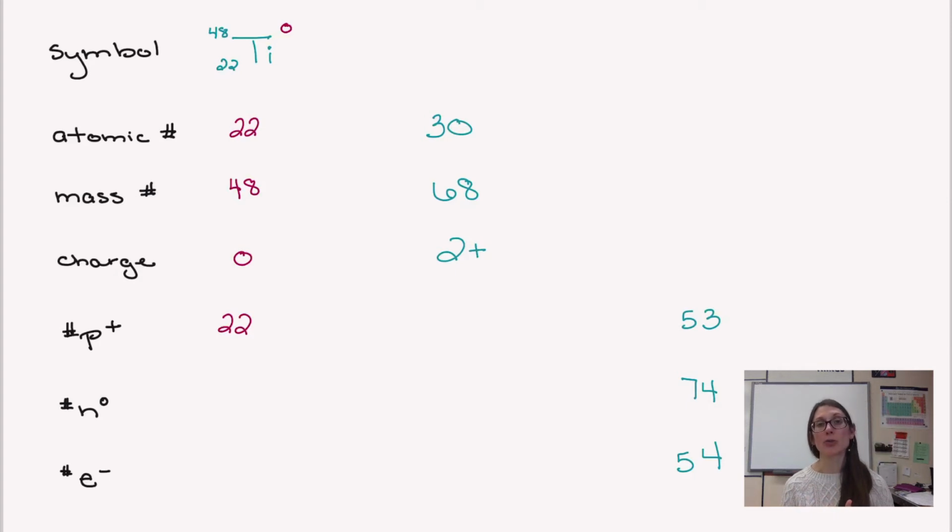The number of neutrons can be found by subtracting the mass number, which is protons plus neutrons, minus the atomic number, which is protons, to get the difference. So we're going to take 48 minus 22, and we get a total of 26 neutrons in this atom. The number of electrons, we're going to look at the charge. The charge is 0. So that means that I've got the same number of electrons and protons. Since I had 22 protons, I have 22 electrons.